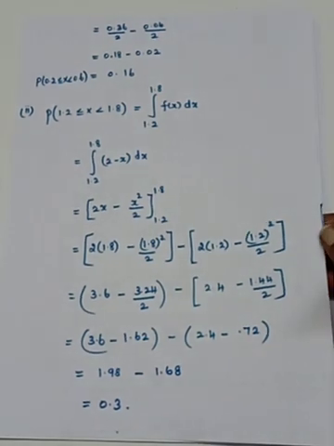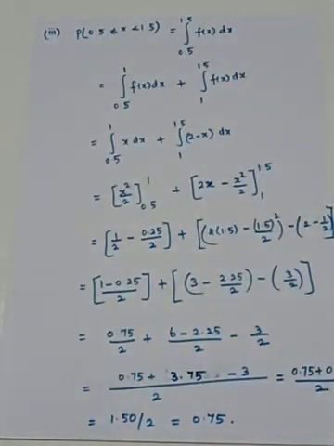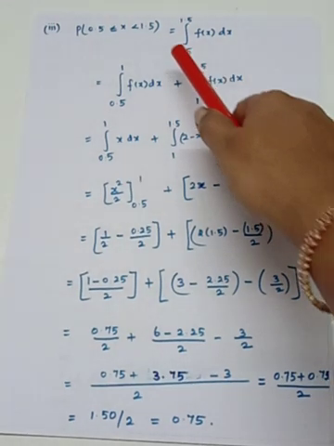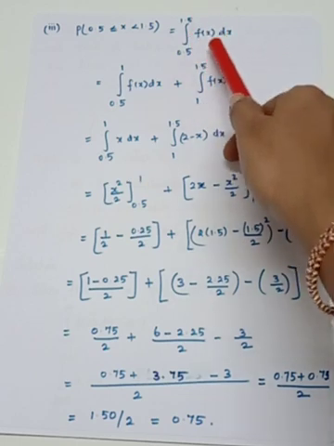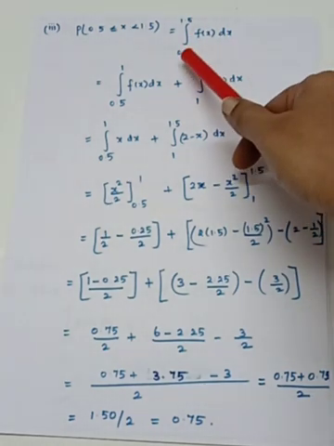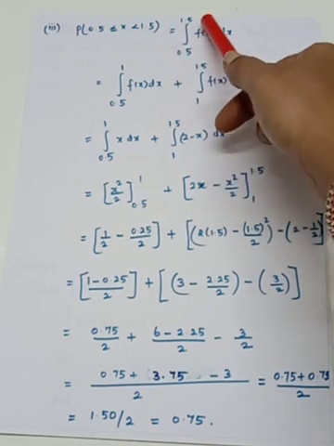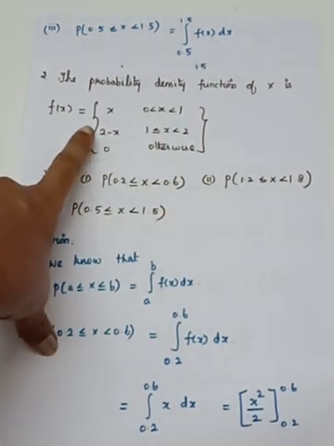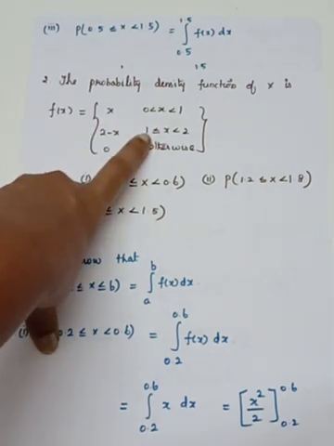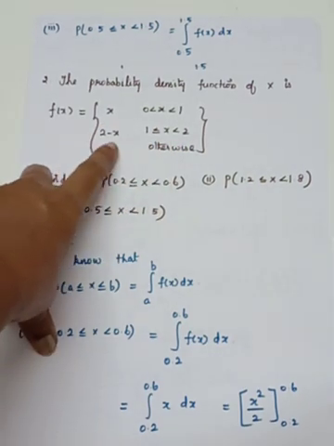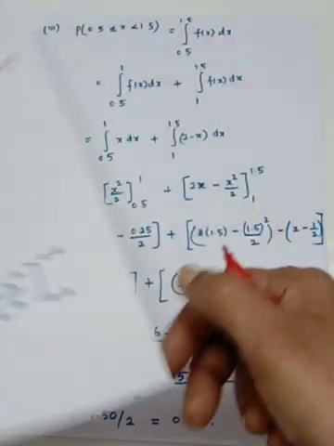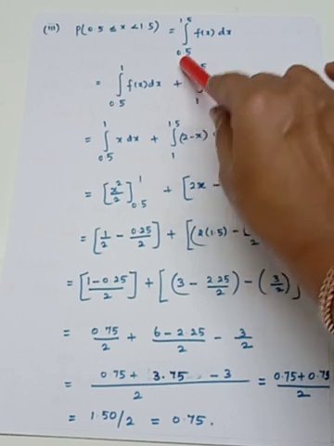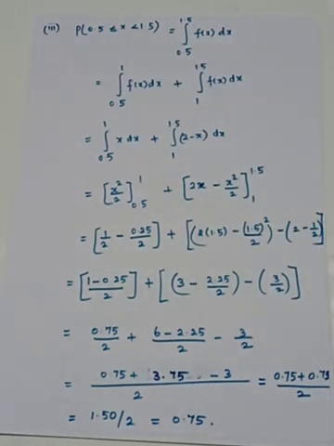Coming to the third subdivision. What is it? P of 0.5 less than or equal to x less than 1.5. So it can be written as integral 0.5 to 1.5 f of x dx. Okay, look at this, 0.5 to 1.5. So in our problem, see how it is classified, 0 to 1. So if x is less than 1, you have to use x. And if x is greater than 1 and less than 2, you have to use 2 minus x. Now you see, the lower limit is 0.5, it is less than 1. But the upper limit is 1.5, it is greater than 1.